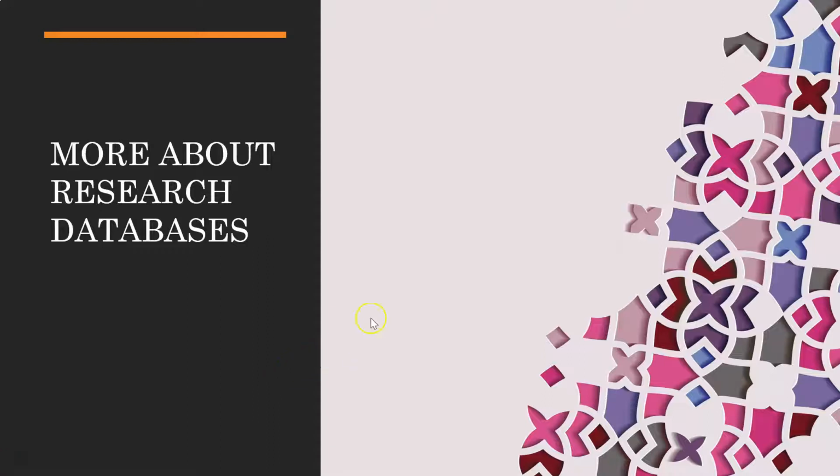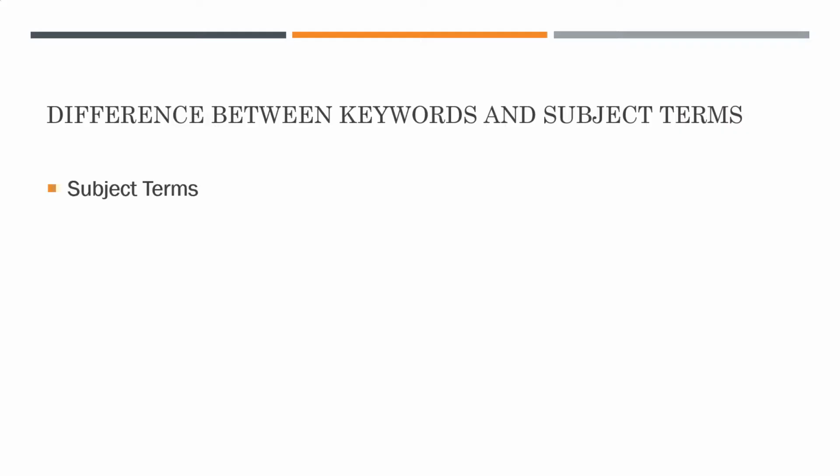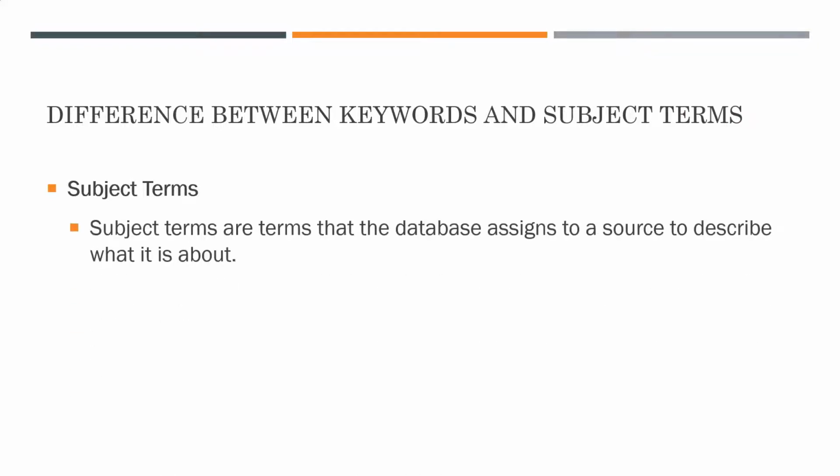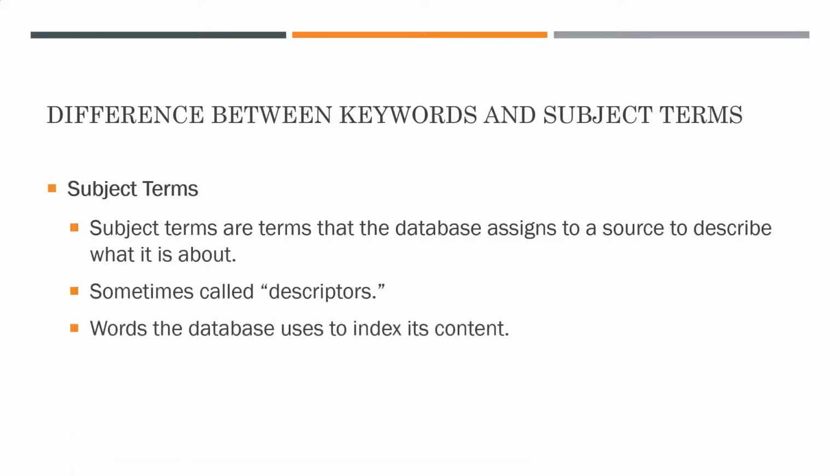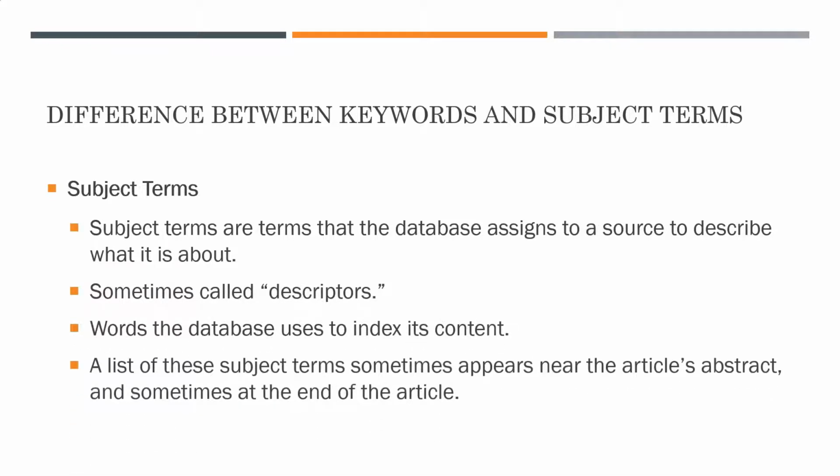Now, the techniques for searching research databases are different than the techniques we use on the open web when we use search engines like Google or Bing. And the first thing you have to understand is the difference between subject terms and keywords. Subject terms are the terms that the database assigns to a source to describe what it is about. These are sometimes called descriptors. The database uses these to index its content. And these can be found near the article's abstract and sometimes at the end of the article.